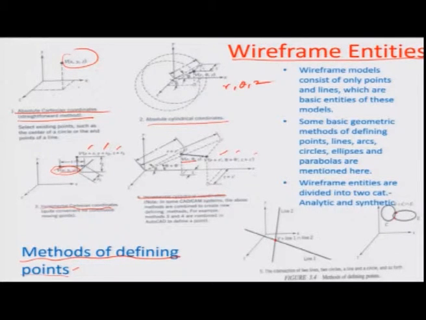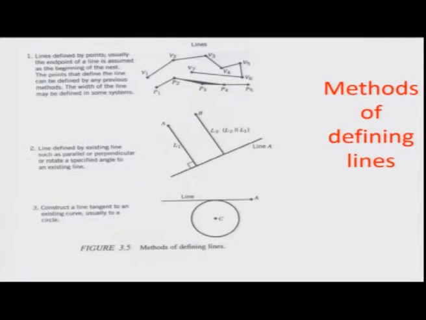There can be similar methodologies for other geometries. For example, there can be methods of defining lines. Lines can be defined by points. Usually the end point of a line is assumed as the beginning of the next. The points that define the line can be defined by any of the previous methods. The width of the line may be defined in some systems. So, you can see the width, for example, defined here, or you can see a point to point mapping which represents different lines.